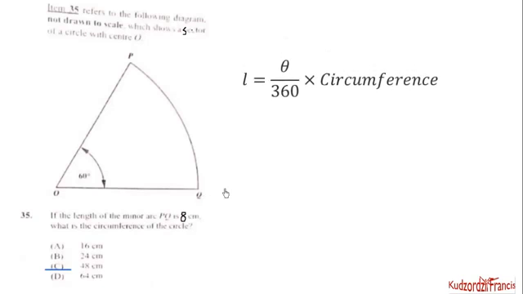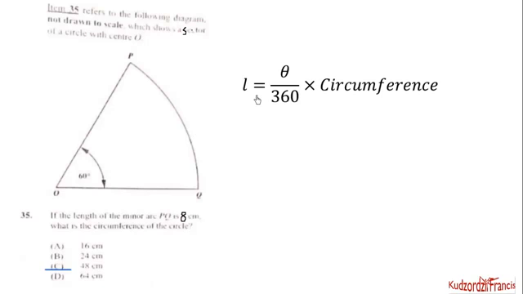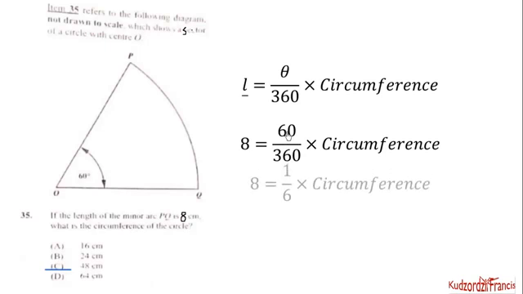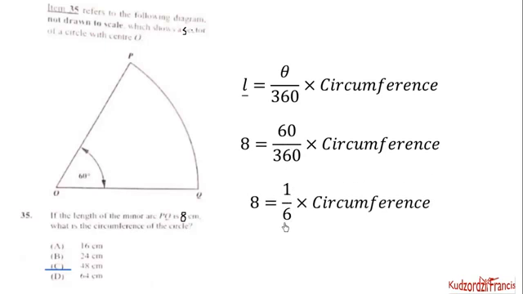What is the circumference of the circle? We know that the length of an arc is given by L equal central angle over 360 degrees times circumference. So we know the length of the arc to be 8. Then the central angle is 60. Let's simplify to get 1 over 6. Multiply both sides by 6. 6 times 8 is 48. So the correct answer is C.